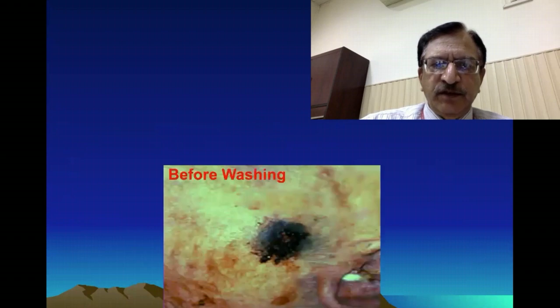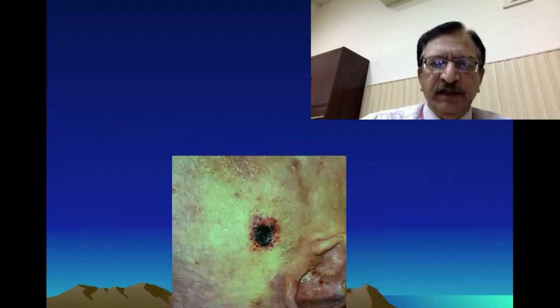This is the picture showing before washing. There is blackening around the entry hole. When you wash it away, the blackening has been washed, and this is how the entry hole now appears.